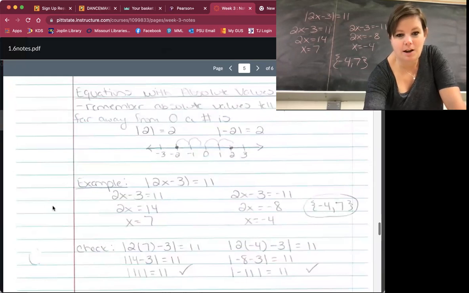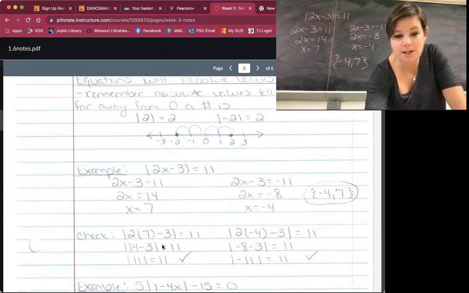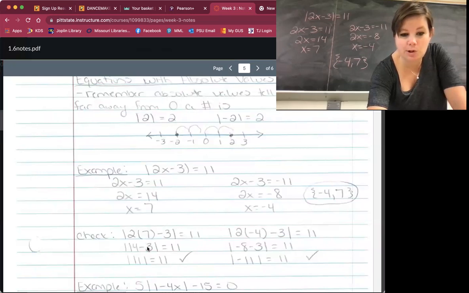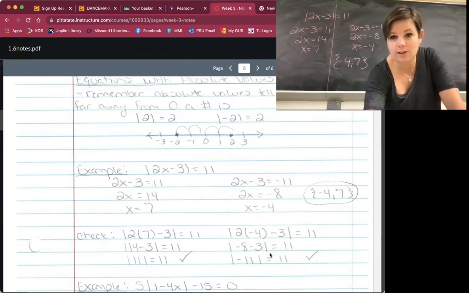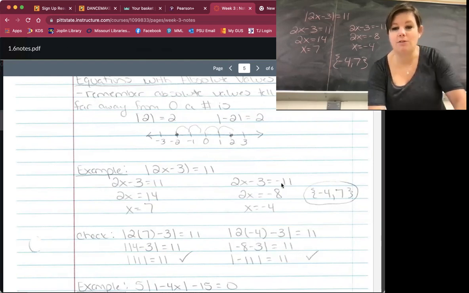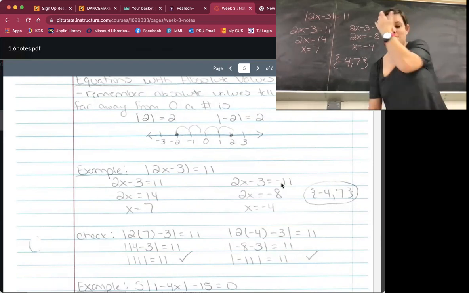So for absolute values, you split it. We have a positive one and we have a negative one. And notice I checked my answers. I plugged in 7. That gives me 14 minus 3, which gives me 11, which is 11. Over here, I plug in -4. That gives me -8 minus 3, which gives me -11. The absolute value of -11 is +11. That's why we split it. Notice what's in our absolute value stays exactly the same for both of the equations that we solve. We just put a negative in front of our answer when we split.